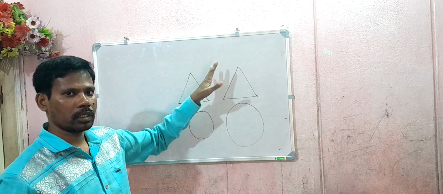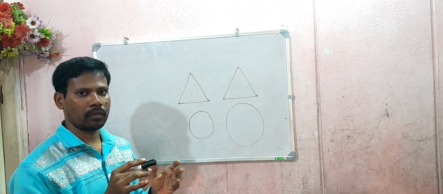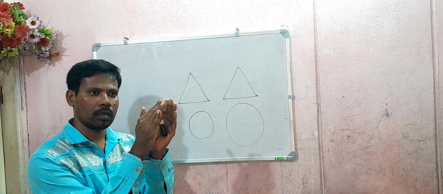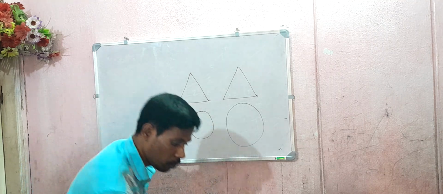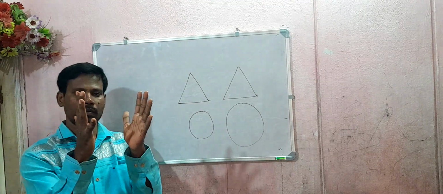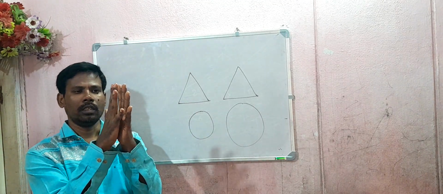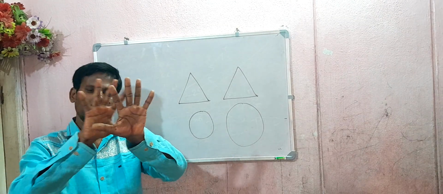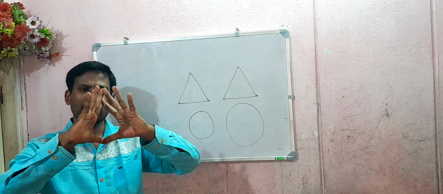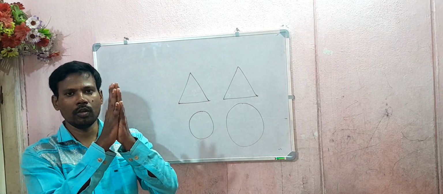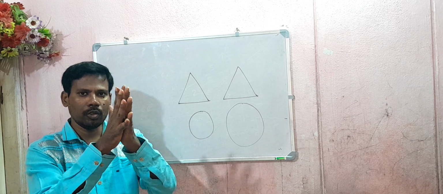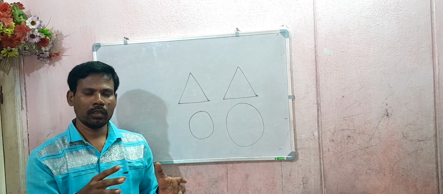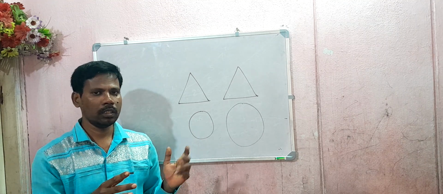Congruency means plane figures having the same shape and same size, so that if you put one figure over the other, they both should coincide. See my fingers. These are my fingers. Are they coinciding? Yes. Then these two are said to be congruent. Congruency means both should overlap. When you place one figure over the other, they should overlap like this. They are called congruent.